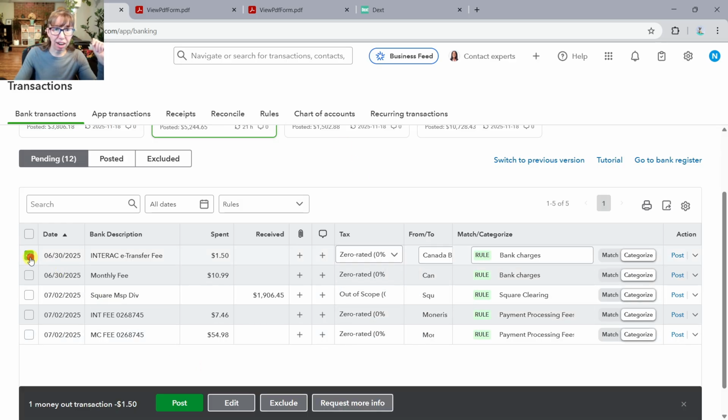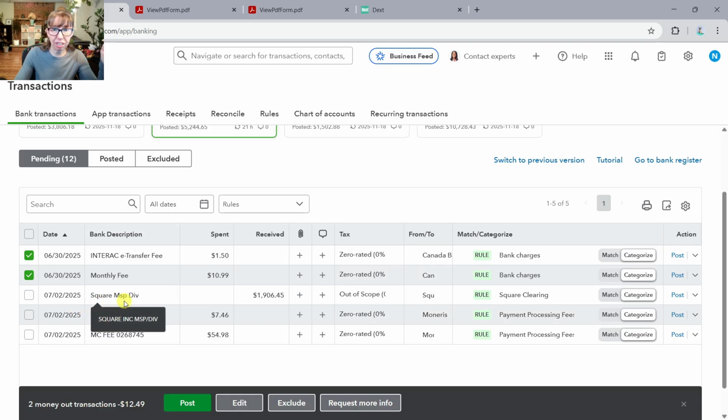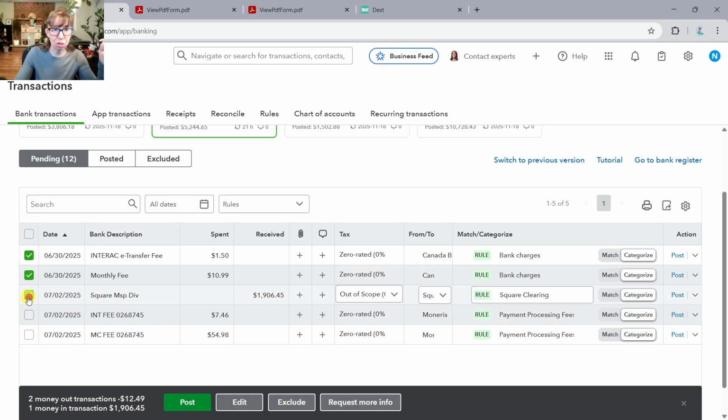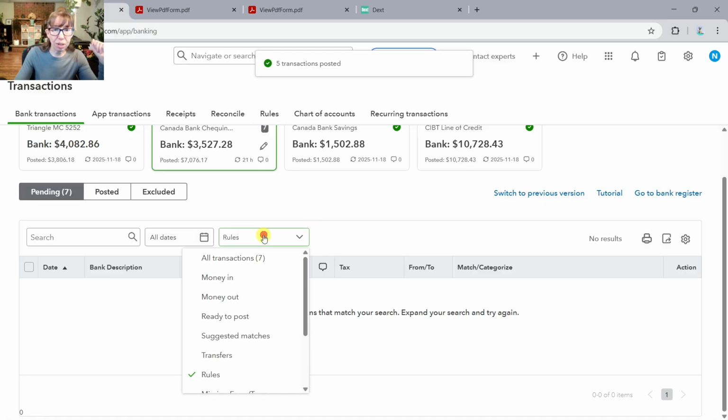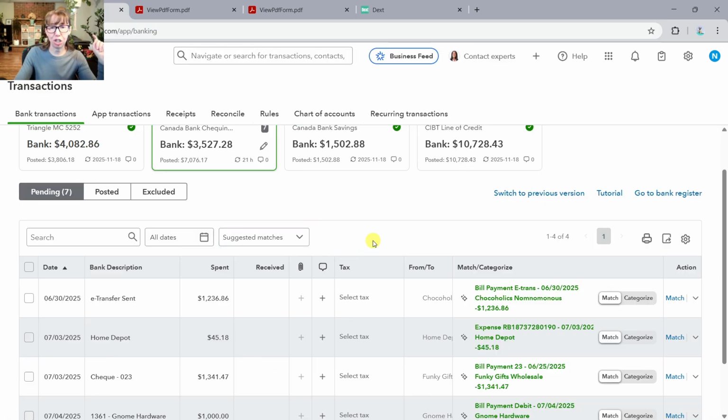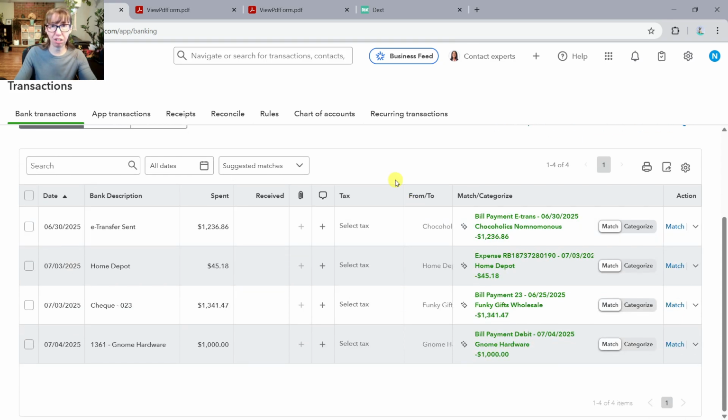Yes, the Interact fee looks good. Monthly fee, there's that deposit from Square. And we've got two Moneris fees set up and ready to go through. So we'll go ahead and post all of those. And then next, we could just say, show me the suggested matches, because the next thing that I generally do is confirm the things that I know. But my style is I actually like to see things in context.